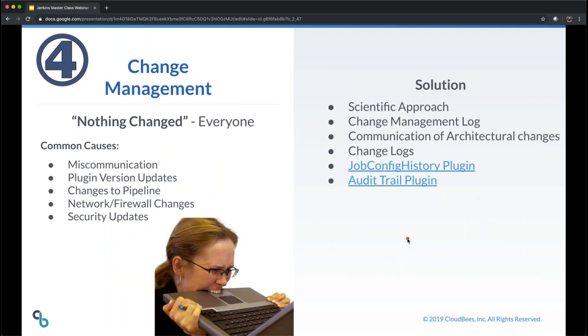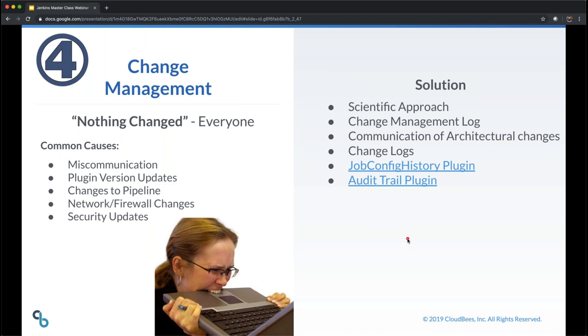We hear from a lot of support cases when we ask the question, well, what changed in your environment? Most of the time, nothing. Nothing changed. And that's really not the common cause. Typically, there is something that changed. And it's because of miscommunication. There were changes to either pipeline jobs or network and firewall changes. Maybe your security administrator came in and updated the underlying OS. And ultimately, taking a scientific approach to these things will save you time and money at the end of the day. Having a good change management log is a great best practice.